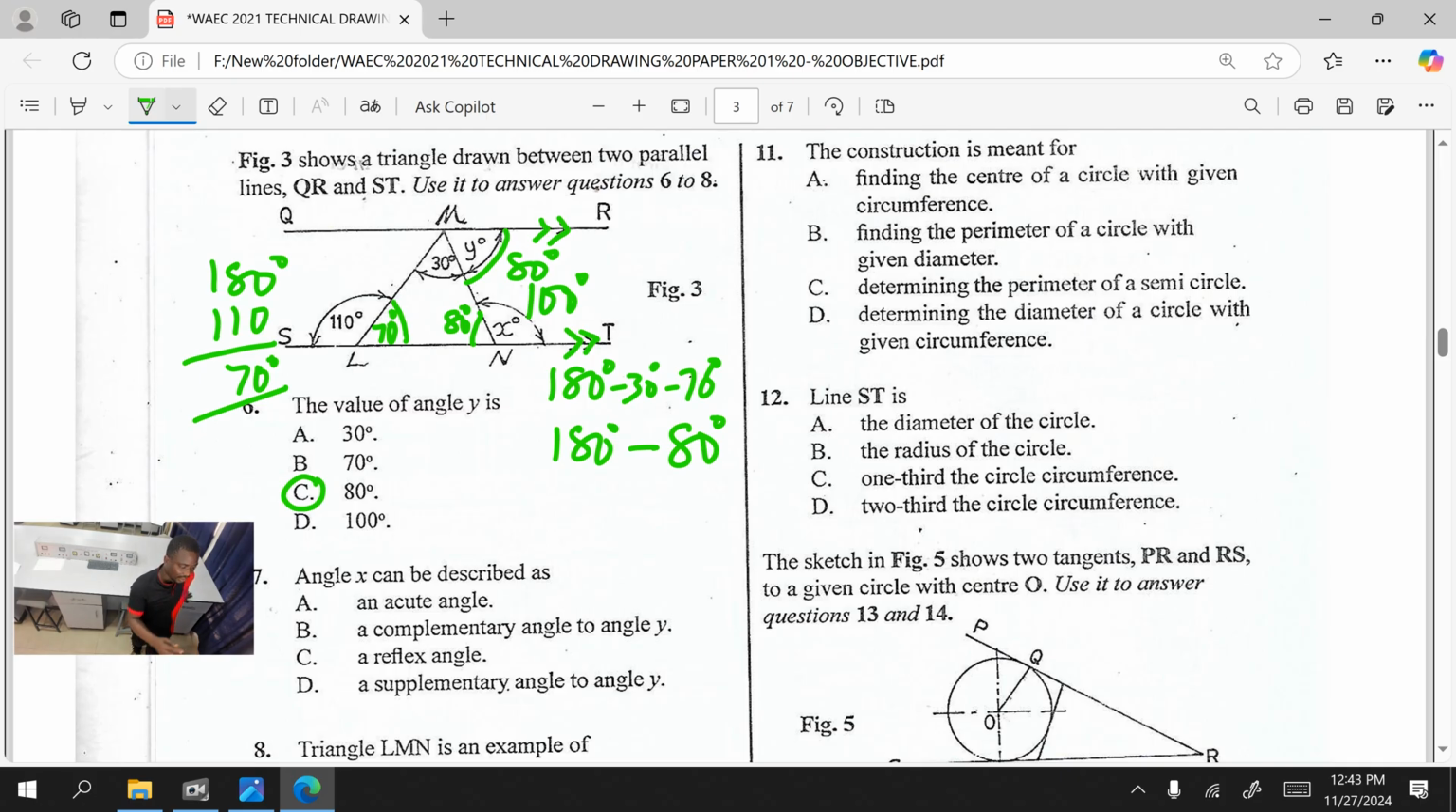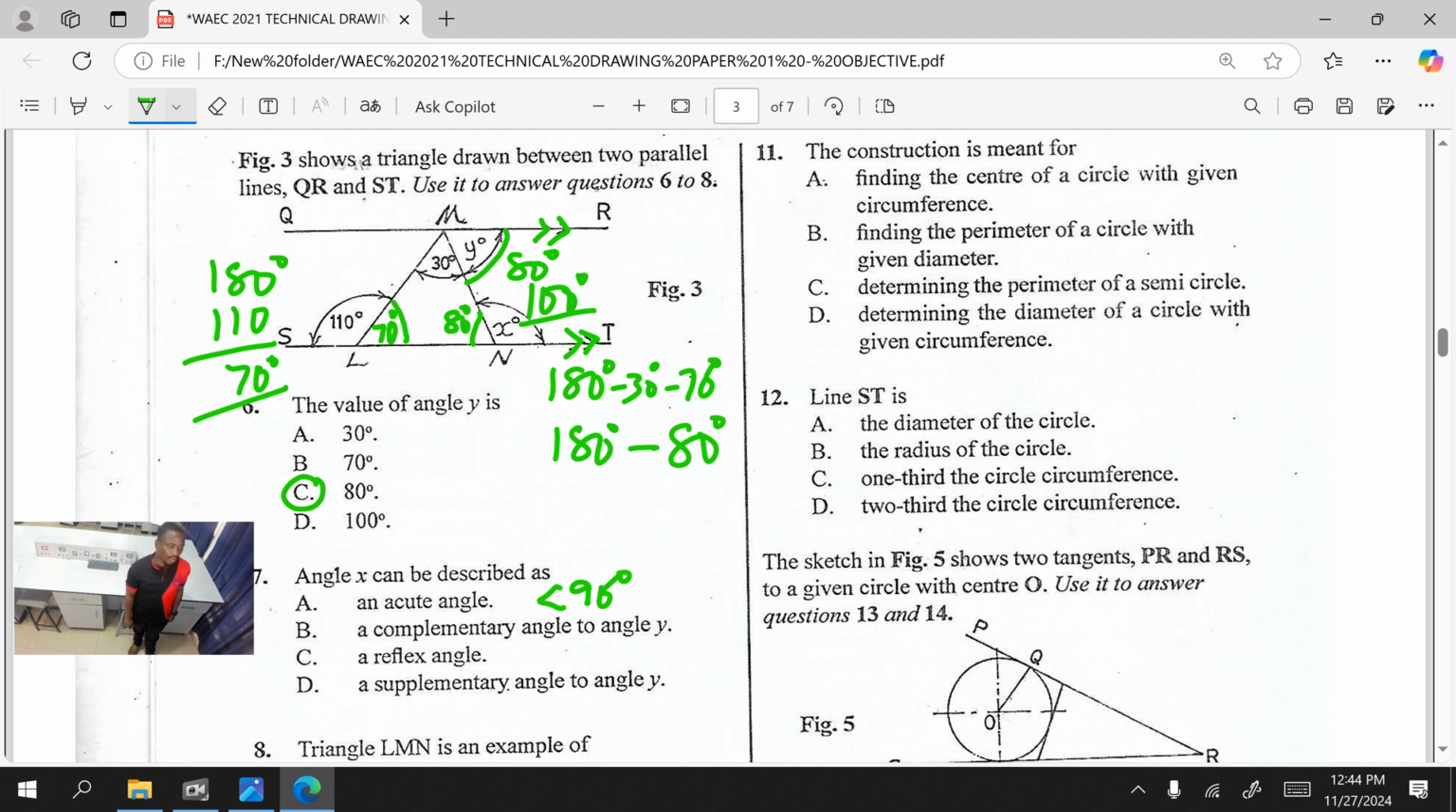So the value is going to be what? 80. Then they ask us that angle x can be described as what? Remember what our value of angle x is? It is what? 100 degrees. So they said, could it be an acute angle? No. Acute angles are angles less than 90 degrees. Is it a complementary angle to y?